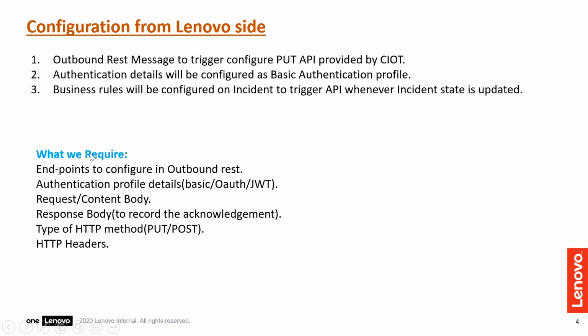Now what kind of information do we require from the third party to perform these configurations? If you want to perform the above points, you need these things. Whenever you integrate with a third party tool, as we discussed, we need the endpoint and authentication type, request and response, HTTP method, and HTTP headers. All these things should be available to us from the third party tool. From CIOT, they are going to send this information in one document. After getting this document, we can start the development.